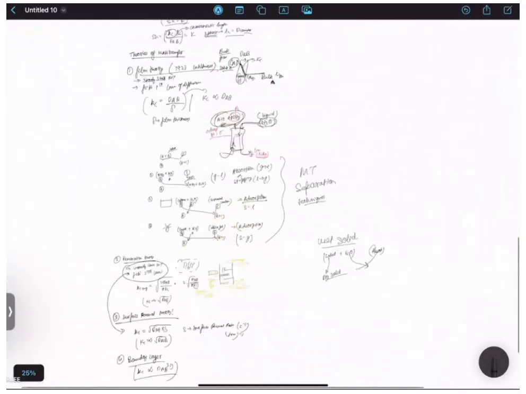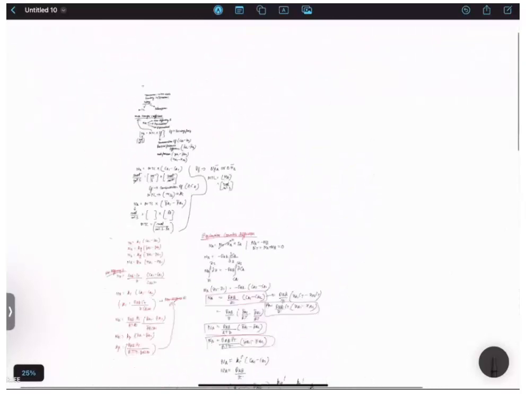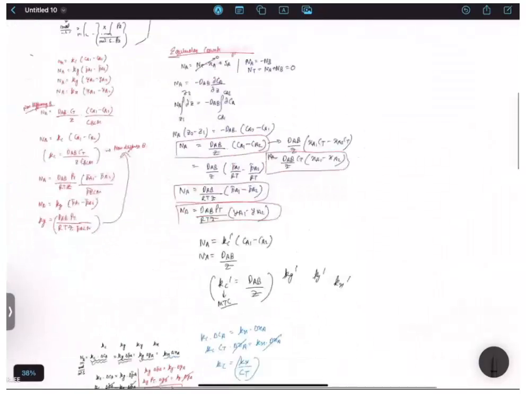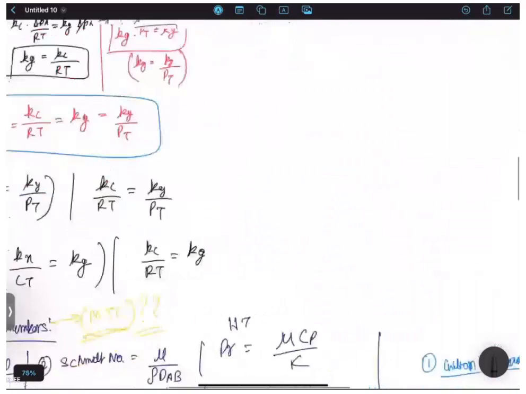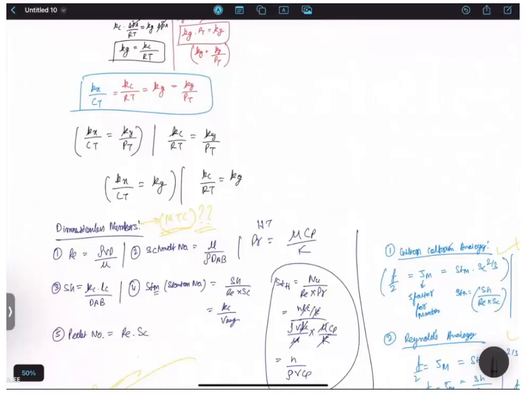Okay, so I hope today's class is clear to you. Today we basically focused on mass transfer coefficients. We derived the formulas for equimolar counter diffusion, and then we derived the relation between different mass transfer coefficients. Then we looked into dimensionless numbers, and we said that the basic idea of using dimensionless numbers is to find out our mass transfer coefficient.